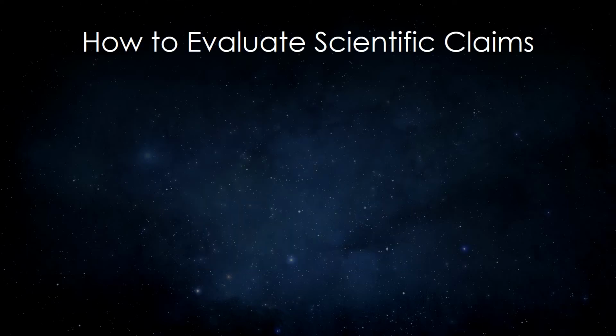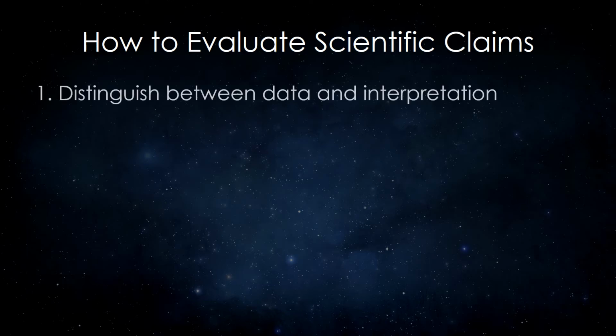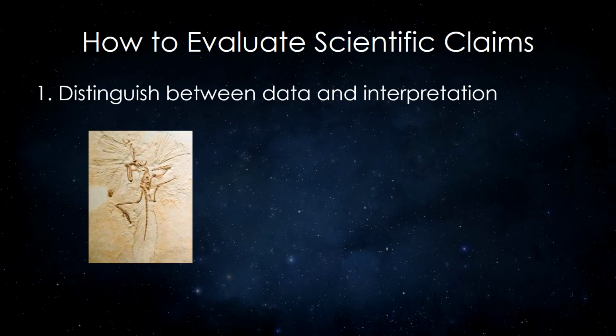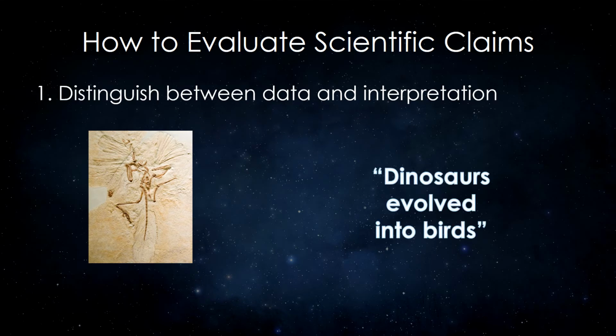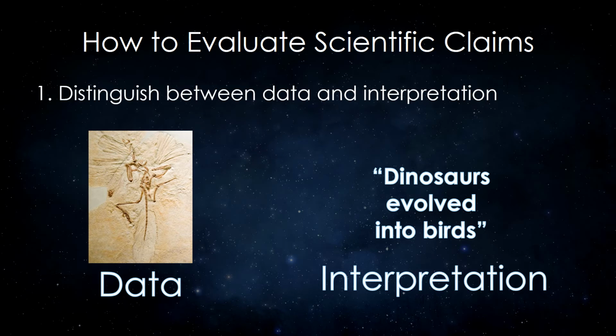So how should we evaluate scientific claims? The first step is to distinguish between the data and the interpretation. Let's say you see a story on the news about the discovery of a dinosaur fossil with the imprint of a feather, and the scientist being interviewed states that dinosaurs evolved into birds. Being able to recognize that the presence of the feather imprint in the fossil is the data, and the claim about dinosaurs evolving into birds is an interpretation of that data that requires additional evidence, is a really good start.